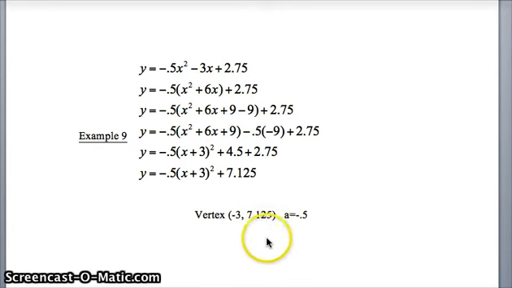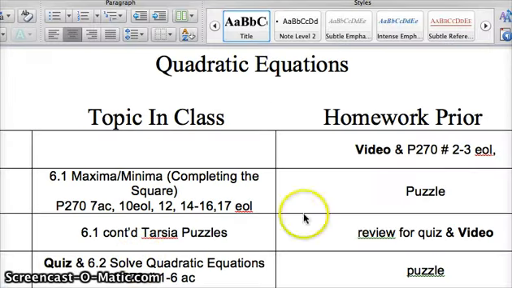So go ahead, complete a couple more practice problems. Those practice problems preparing for your quiz can be by completing the Tarja puzzles if you haven't yet finished them. But remember, go through your examples, and that will prepare you for the quiz on completing the square. And then tomorrow night you'll watch the video for 6.2.